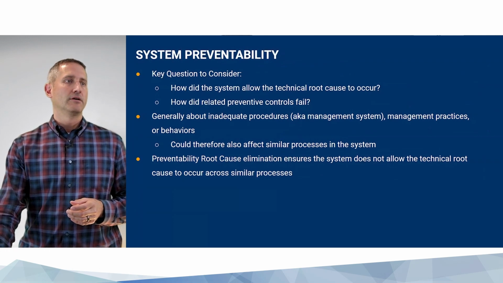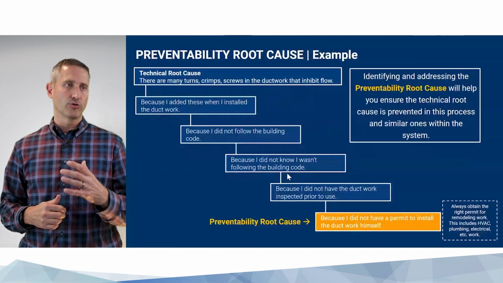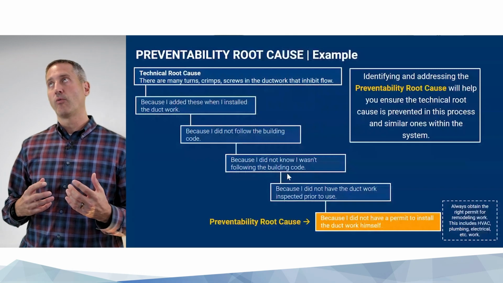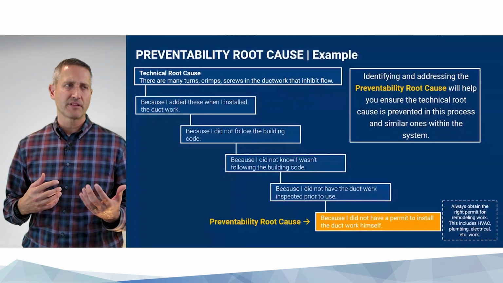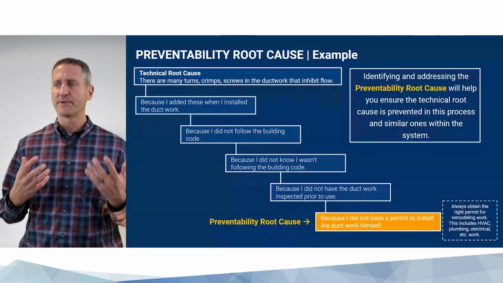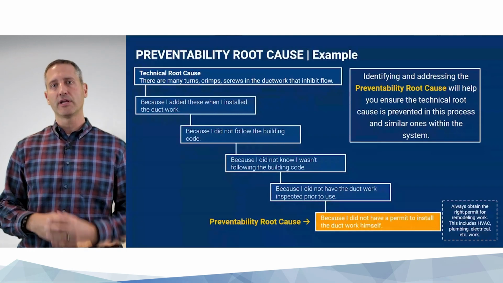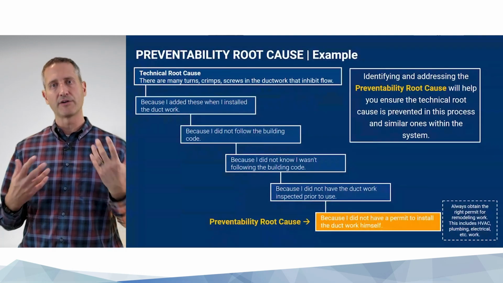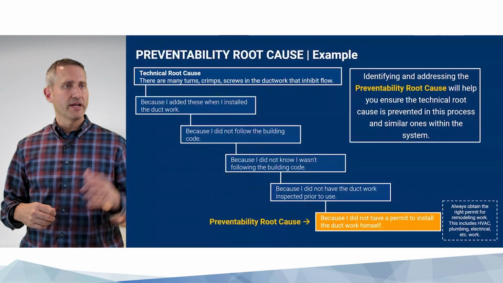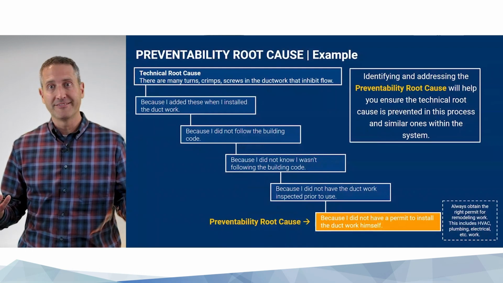Okay. So again, we can take a look at our technical root cause, and we can say, well, this time, instead of looking at why didn't I know about the lint, let's start by looking at why did I set up a situation where there's this bending and twisting and turning, and it's creating an environment that allows lint to build up. Why did that happen? And so why is it there? Well, because when we put the dryer in, we had to do it.